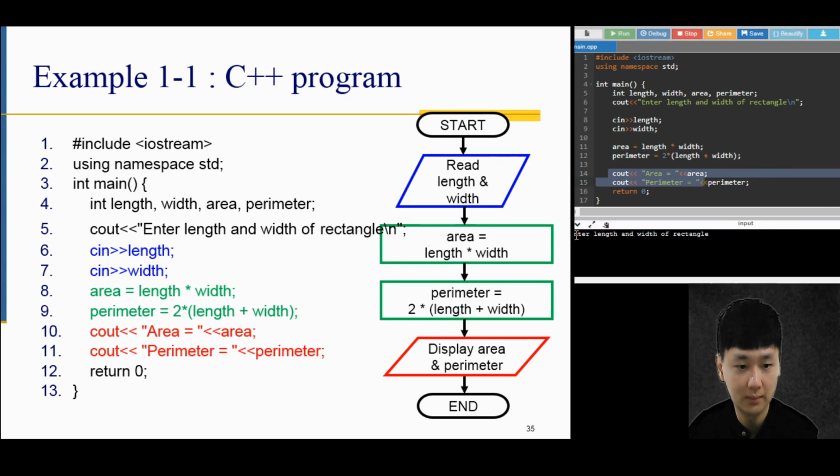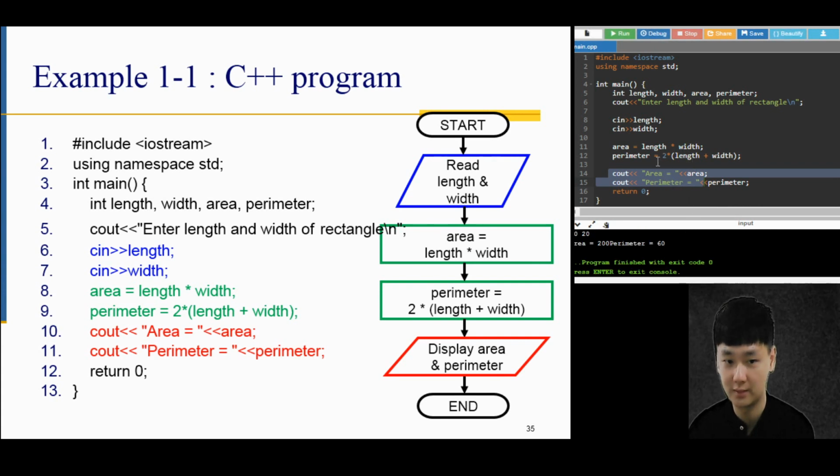So can you see the sentence? Enter the length and the width of the rectangle. Okay, so I key in 10 and 20. Okay, so I press enter, then it will process. Finally, it will display the result. Area equal to 200 and perimeter equal to 60. Okay.